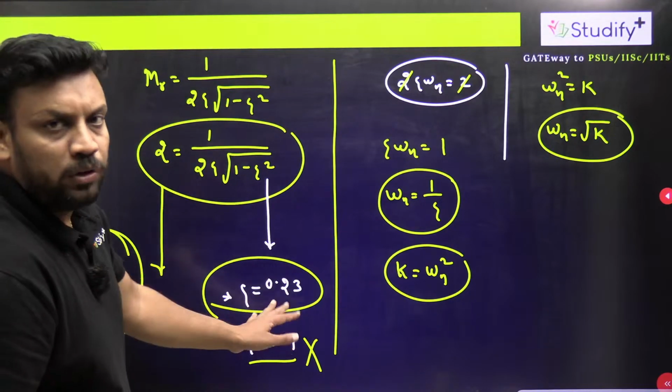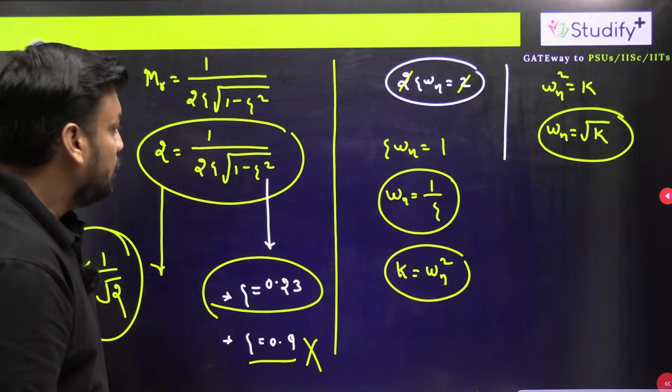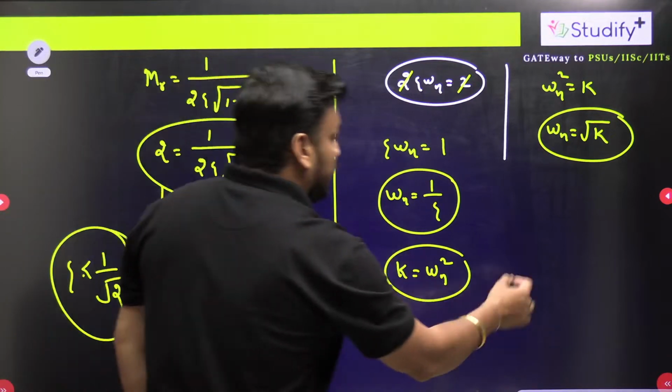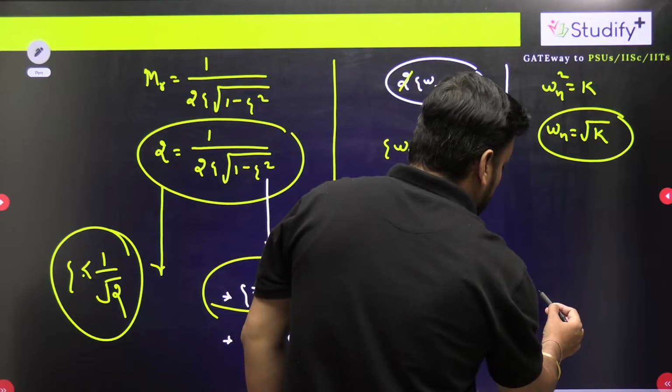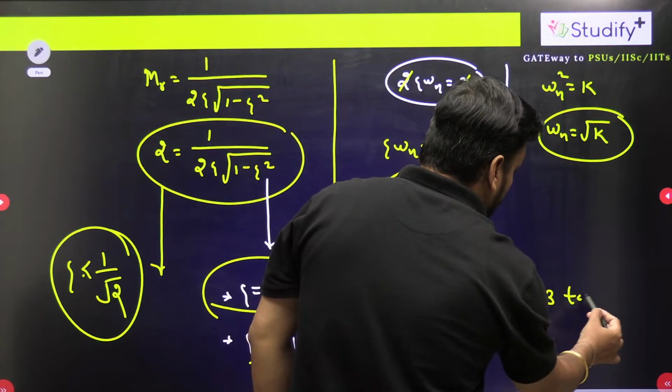0.22 or 0.23 something, you can calculate it. And once you get this, the final value that comes for k, the k range must be between 13 to 18.